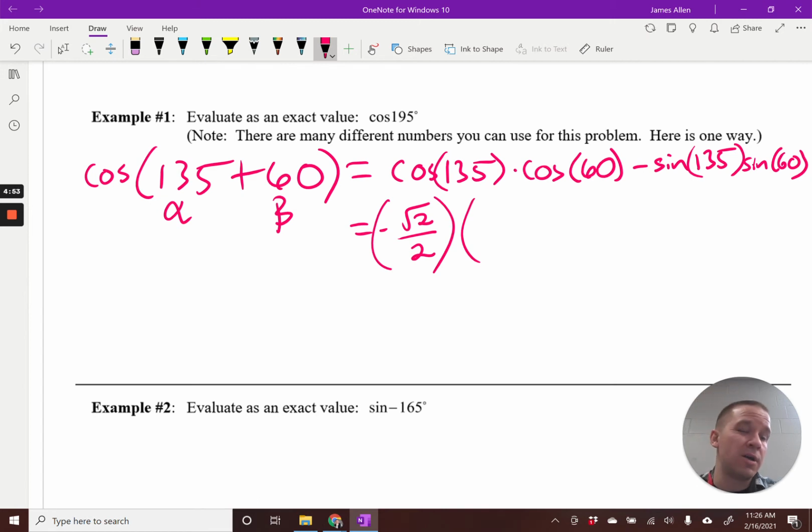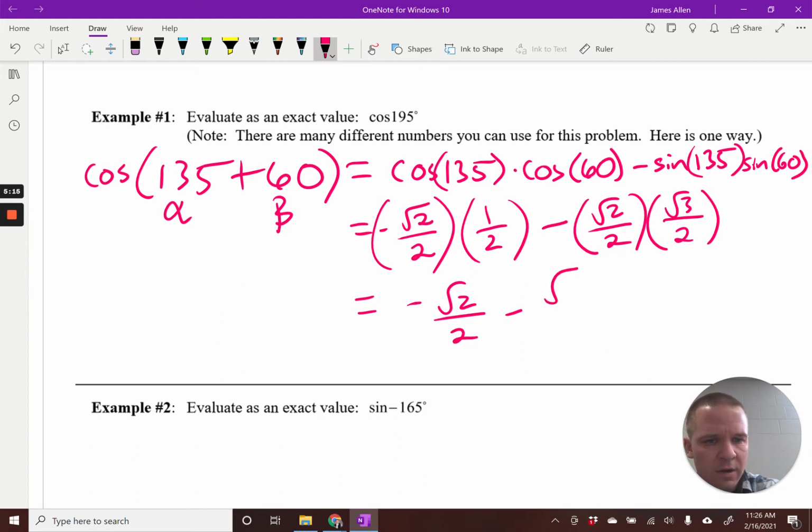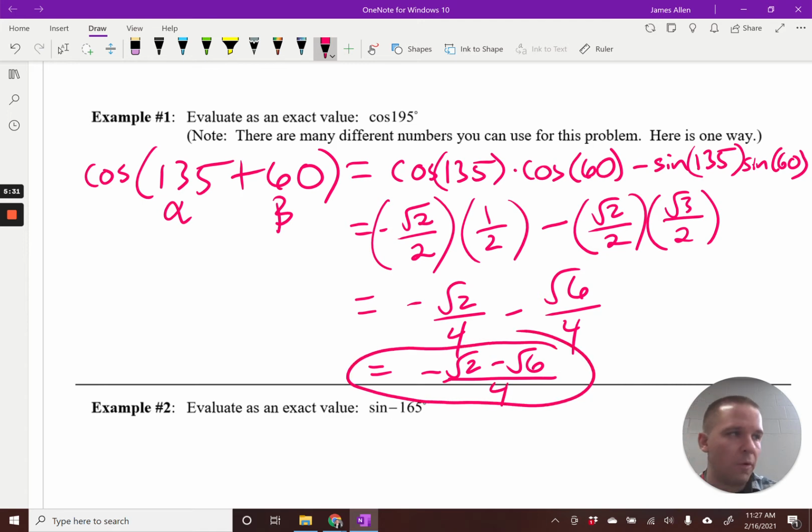Easy to make mistakes. Cosine of 60. I believe didn't we just do that? Yes, we did. That was 1/2. And then minus sine of 135, that's positive in the second quadrant. And then sine of 60 would be root 3 over 2. Okay, so I'm going to have negative root 2 over 2 minus, looks like over 4. Oh! And then minus root 6 over 4. And then when I put these together, I get negative root 2 minus root 6 all over 4.